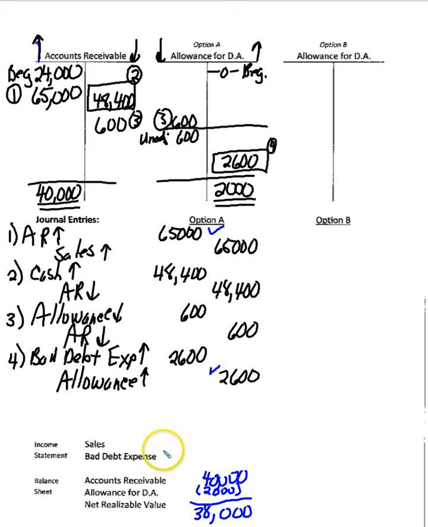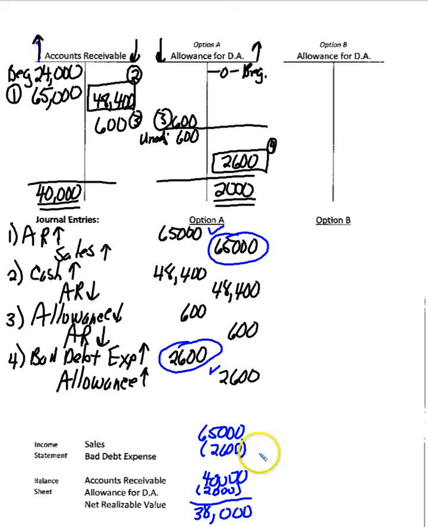Now how about the income statement? Sales less bad debt expense. Well, here's our sales, 65,000. And then here is our estimated bad debt expense. So, I'll put it in as brackets because expenses do reduce revenues on the income statement. Okay, so that's how everything would look under the balance sheet approach.